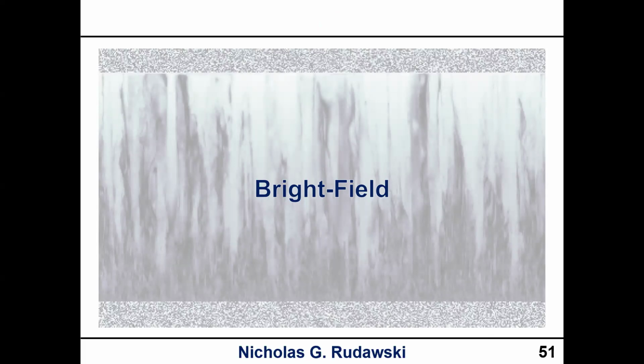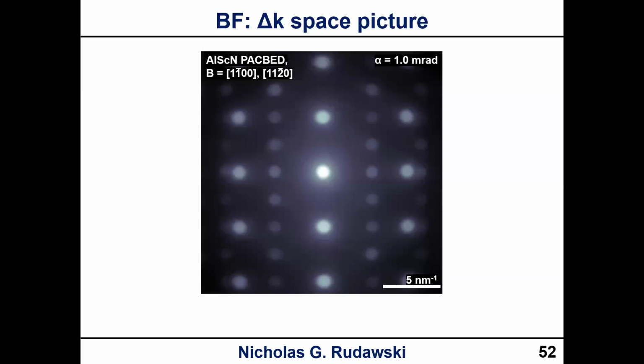All right, so now we're going to move to true bright field, as opposed to what I specified before as false bright field. What we have now is an experimental packed bed picture. The ones I showed you up to this point were all simulated. This is an experimental packed bed picture from aluminum scandium nitride, which has the Wurtzite structure. You can see I've indicated two zone axes here, because that's actually what's contributing to this pattern: two different zone axes over the area on the film that's being scanned.